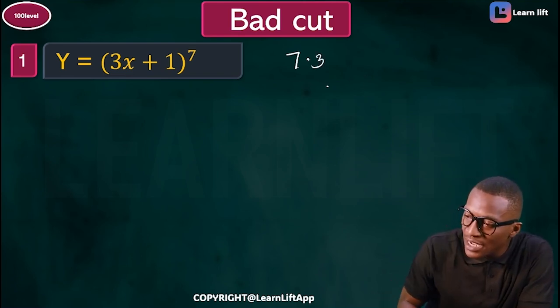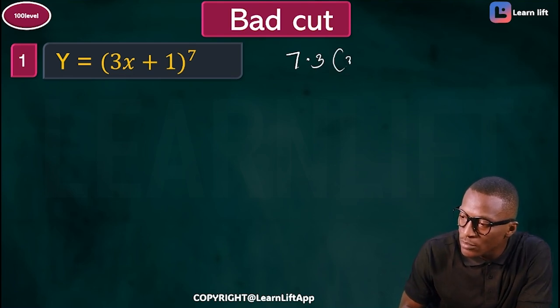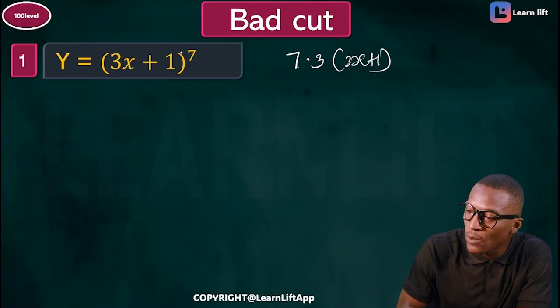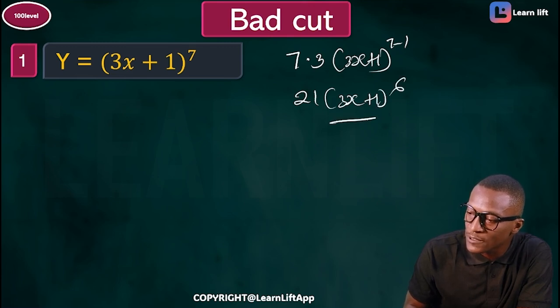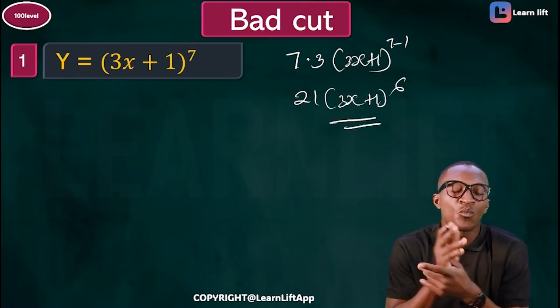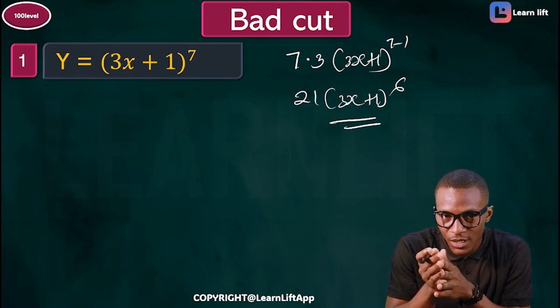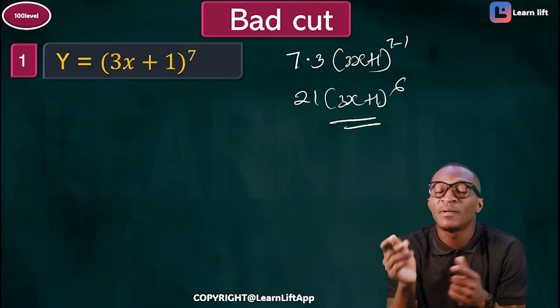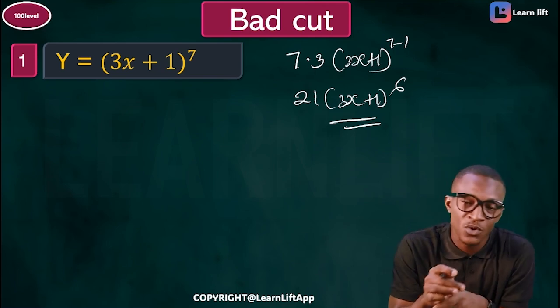I'll repeat the bracket, 3x plus 1. I'll subtract 1 from the power, 7 minus 1. That will give me 21 bracket open 3x plus 1 raised to the power 6. I brought the power down, differentiated what is inside to multiply, repeated the bracket, and subtracted 1 from the power.